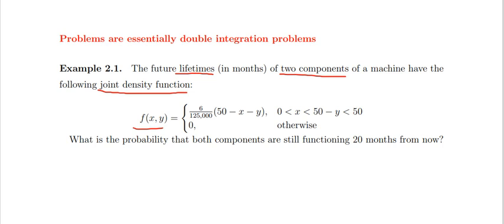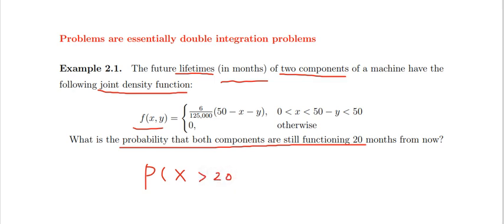So what is the question? What we want to find? We want to find the probability that both components are still working, still functioning 20 months from now. So here the time unit is months. So we just need to find x larger than 20 and y also larger than 20. We want to find this probability.